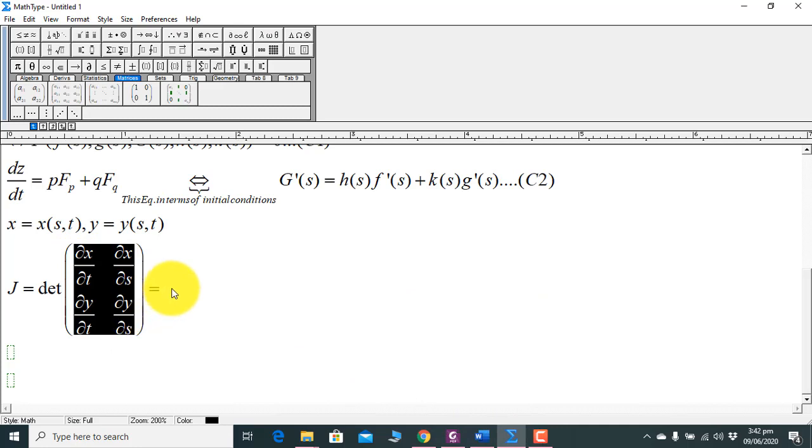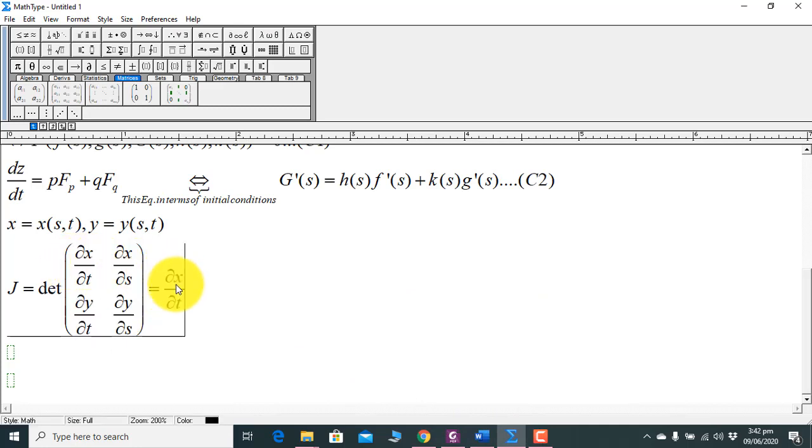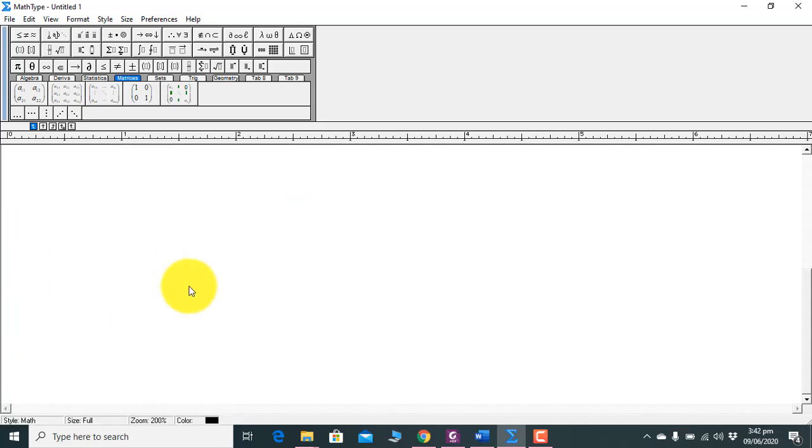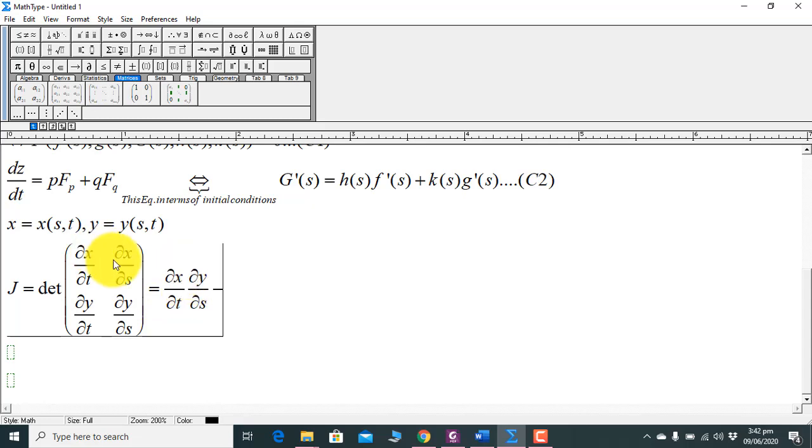Partial x over partial t. So first of all, write down the determinant. This multiply by this and minus this, okay, multiply by this. Okay, very good.